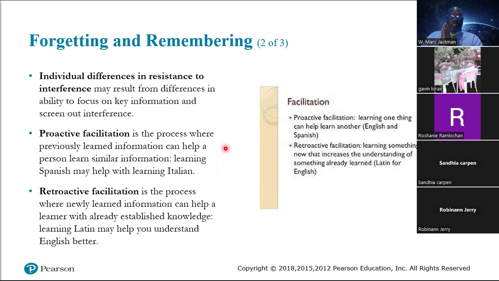So in forgetting and remembering, you have proactive facilitation. This is where what you have previously learned helps you to learn similar information. So learning Spanish can help with Italian because the languages are similar. That's proactive facilitation. But you also have retroactive facilitation. It's where newly learned information can help with already established knowledge. So learning Latin may help you understand English better. If you're an English speaker and you learn Latin, a lot of English words have their roots in Latin words, so you would understand English much better. Okay, so those are two processes that would aid in remembering.